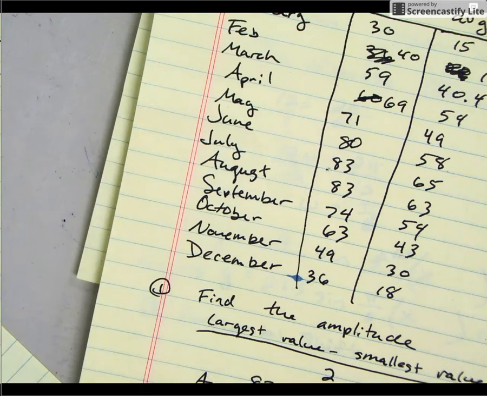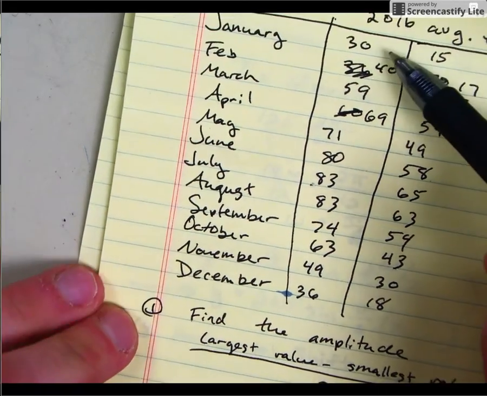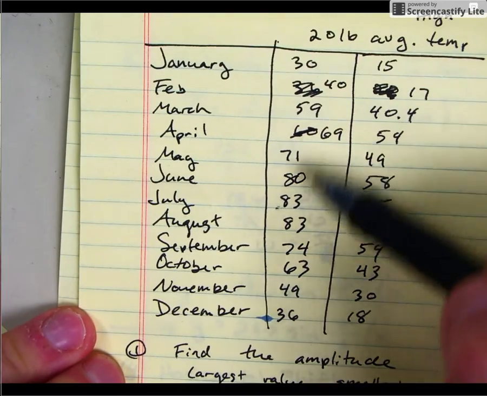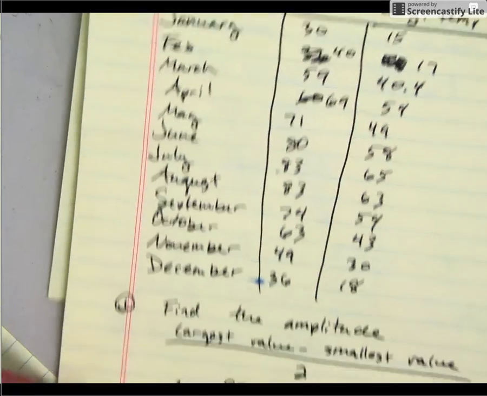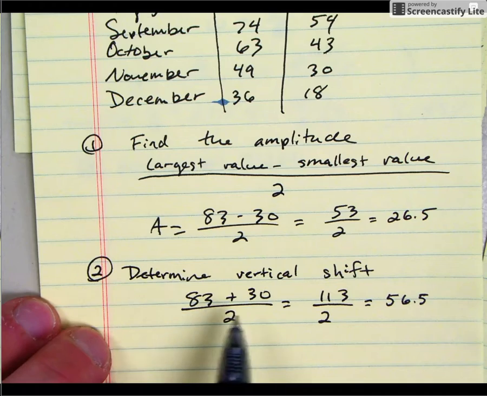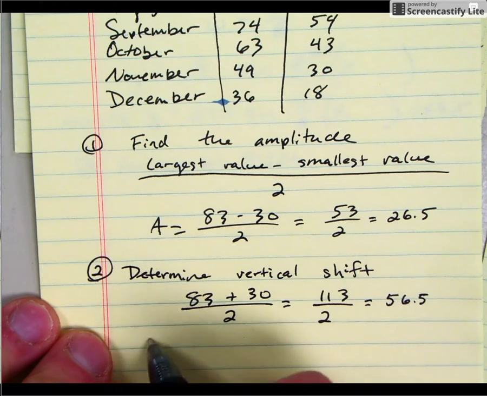All right, here's what we're going to do. We are going to finish this problem of finding the equation of the sine graph that would best model this data that we found earlier today in class. We already did the amplitude, and we already determined the vertical shift, or the midline. This is the midline.